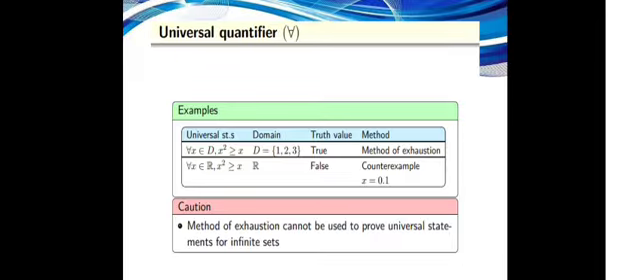The next one is an example of the universal quantifier, with the symbol for every, the universal set and the domain. For every x belonging to D, x squared is greater than or equal to x, where D takes the values from 1 to 3, which is a finite set. The truth value is true, by the method of exhaustion. Similarly, the method of exhaustion cannot be used to prove universal statements for infinite sets.